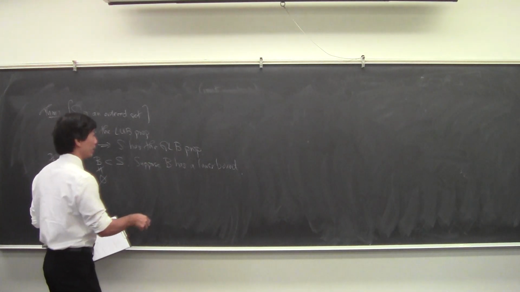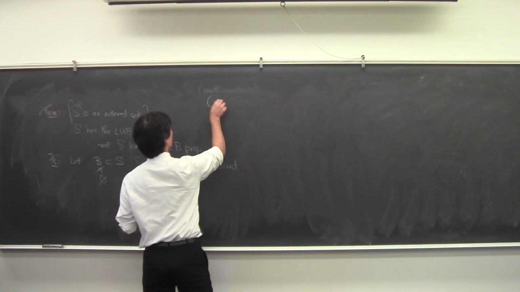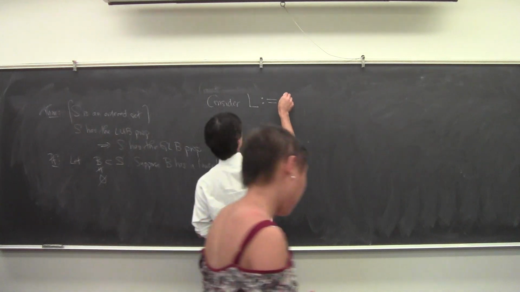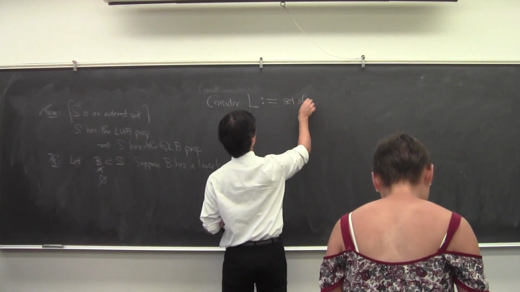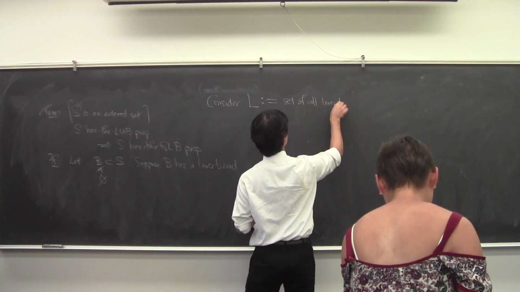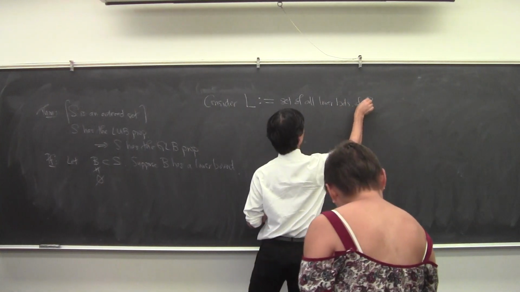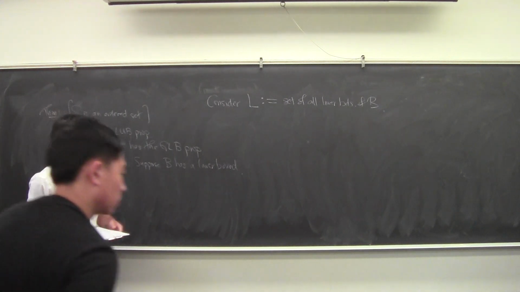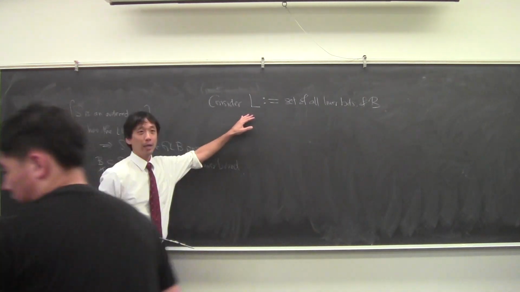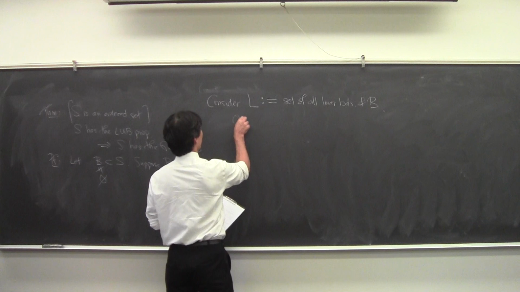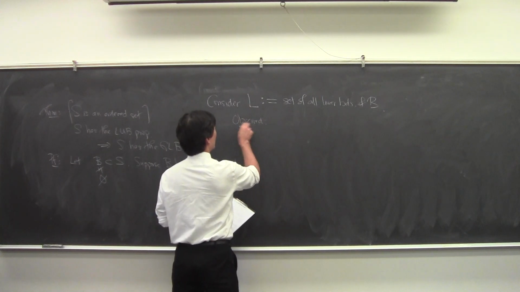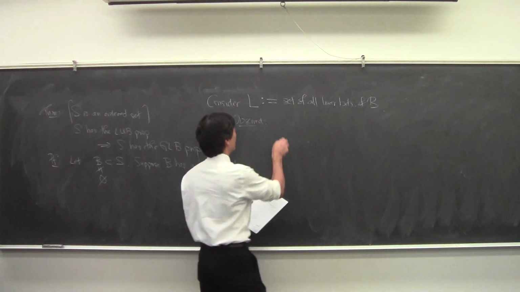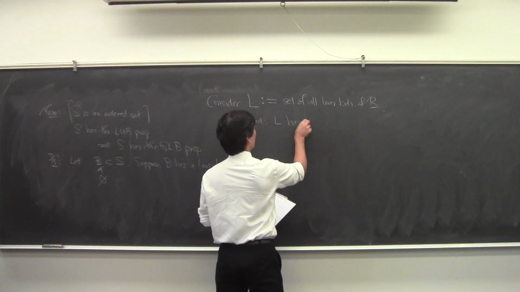And what we did was we said, well, consider the set L, which is the set of all lower bounds of B. Right? Let L be the set of all lower bounds of B. And we observed that this set L has an upper bound.